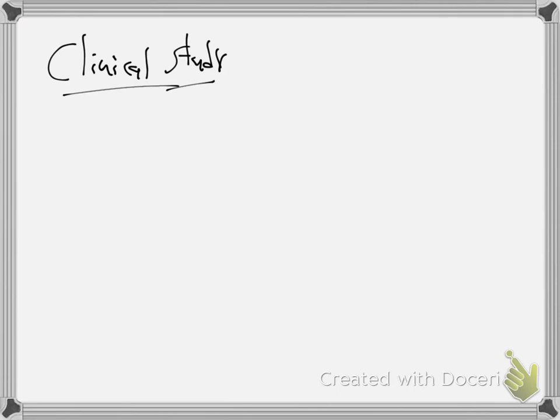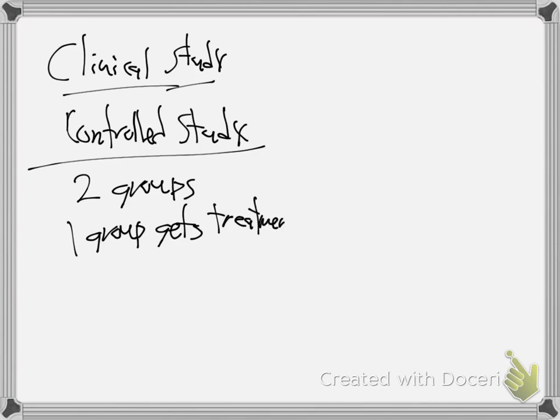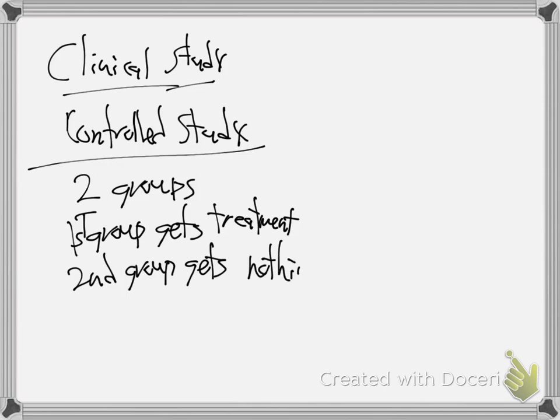Controlled study. Okay, they do a controlled study. See the words there? Controlled study. When the subjects are divided into two groups, treatment and control. So let me write that out. In a controlled study you have two groups. One group gets the stuff, whatever it is, the drug, the treatment. The second group gets nothing. They're called the control group because they help you control the experiment and get to the truth.